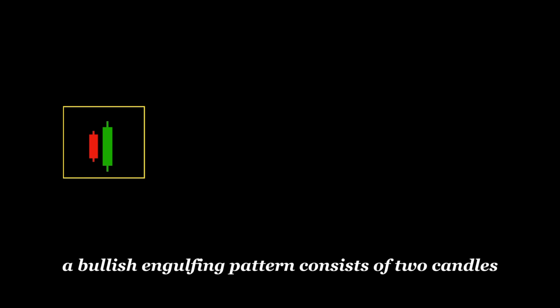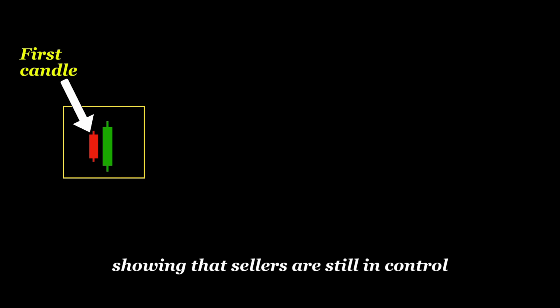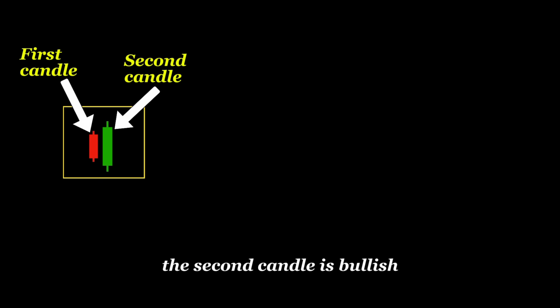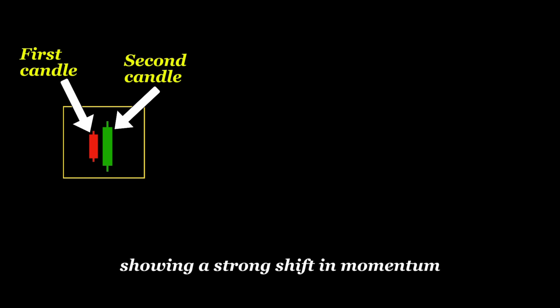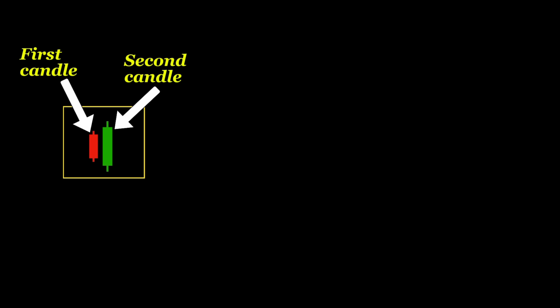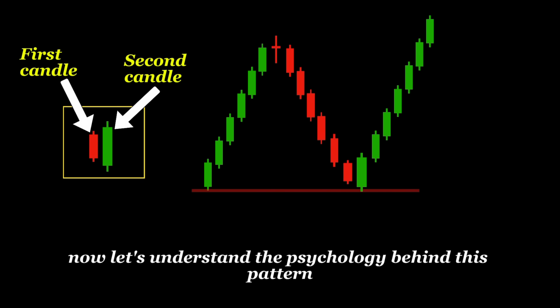A bullish engulfing pattern consists of two candles. The first candle is bearish, showing that sellers are still in control. The second candle is bullish and completely engulfs the body of the first candle, showing a strong shift in momentum from sellers to buyers. Now, let's understand the psychology behind this pattern.